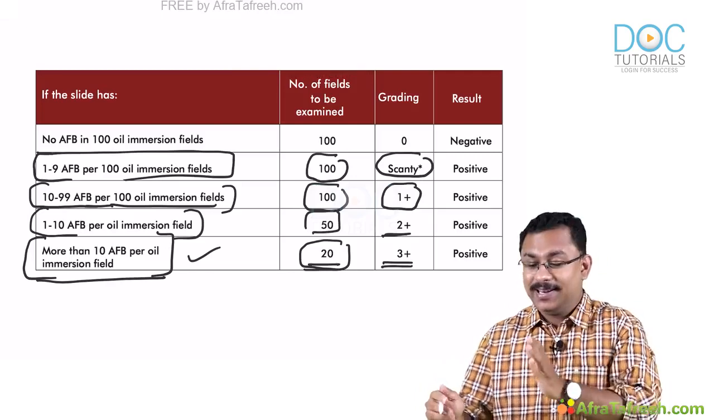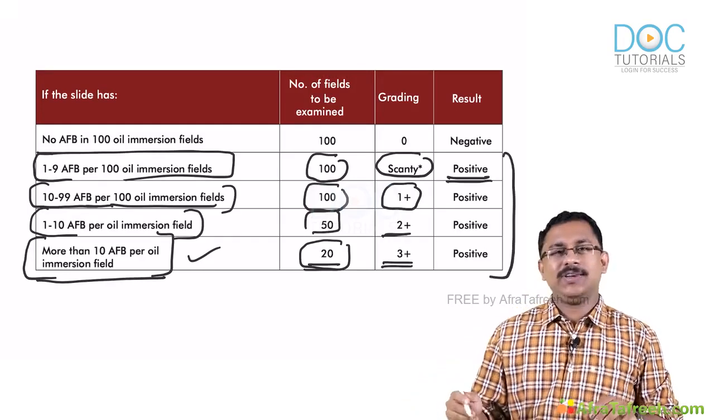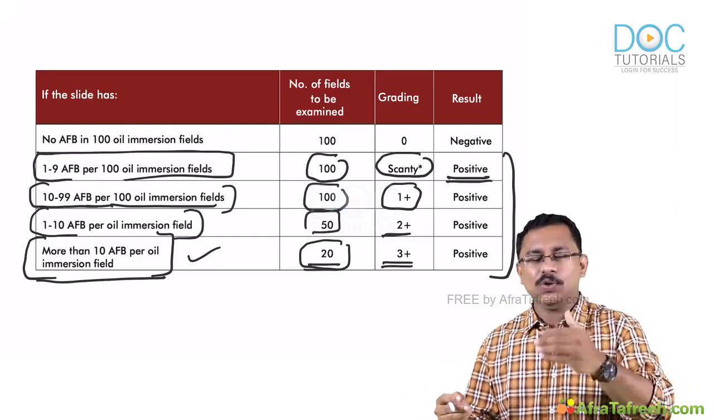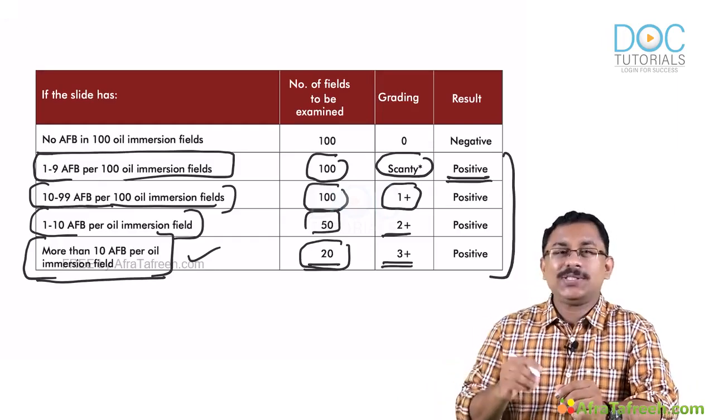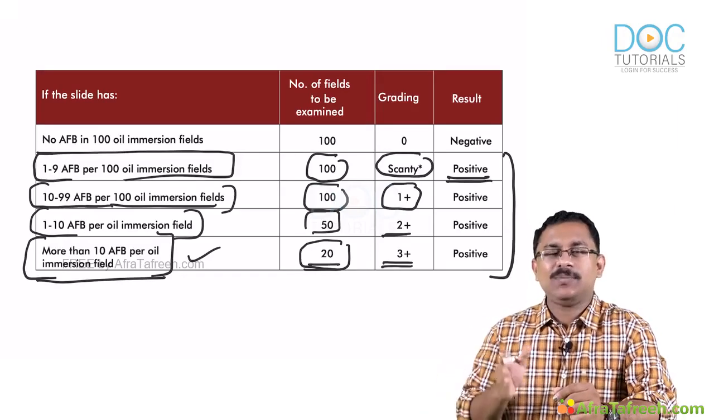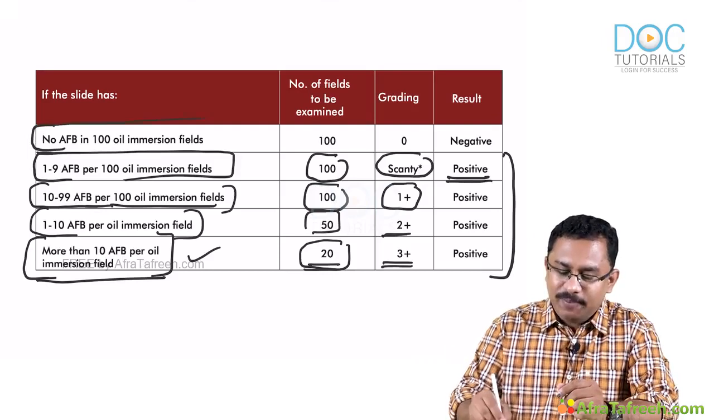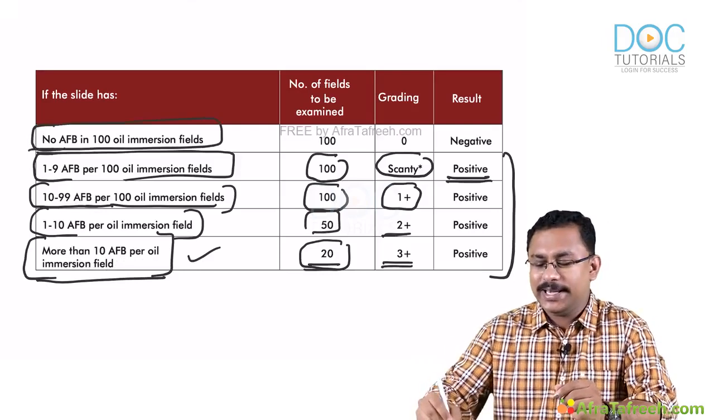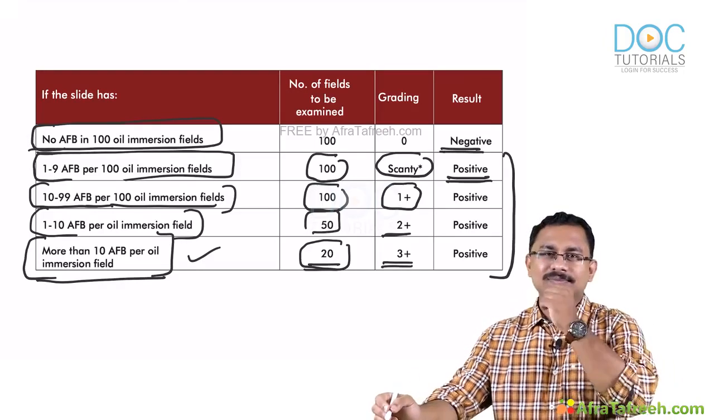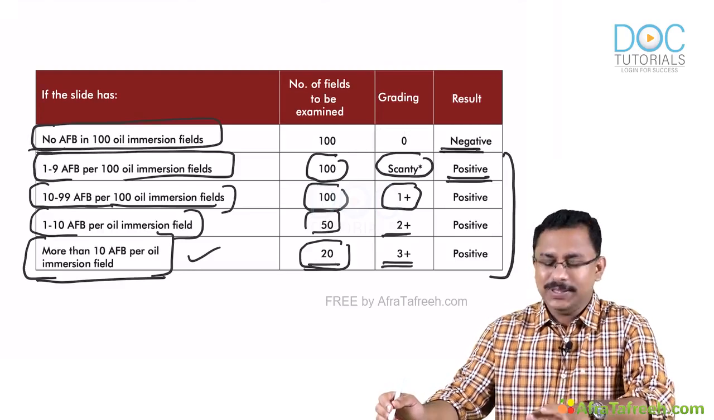Remember, scanty does not mean he is negative. Scanty is also positive. So all these are positive. Scanty, 1+, 2+, 3+, all these are positive. Now when do you say the test is negative, your sputum smear microscopy is negative? You say when there is no AFB in 100 oil immersion fields, that is when you say this is negative. Clear? Very clear. All right. So you have understood that.